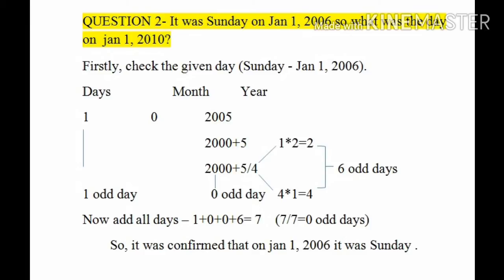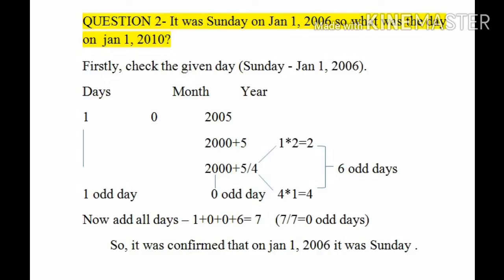Now year 2005 is divided in two parts, 2000 plus 5, where 2000 gives us 0 odd days and 5 is divided by 4 just to check how many leap years there are in 5 years. So 5 is divided by 4, which gives us 1 leap year and 4 non-leap years. So 1 leap year is multiplied by 2, which gives us 2 odd days, and 4 non-leap years multiplied by 1 gives us 4 odd days. By adding both we get 6 odd days.